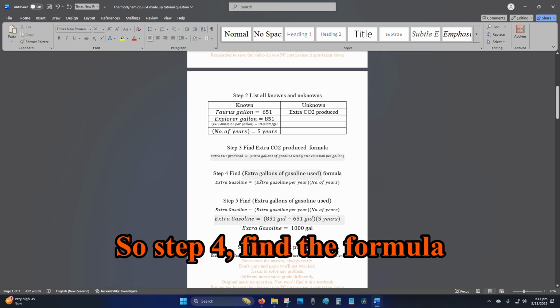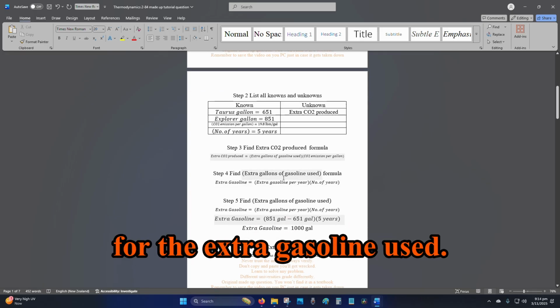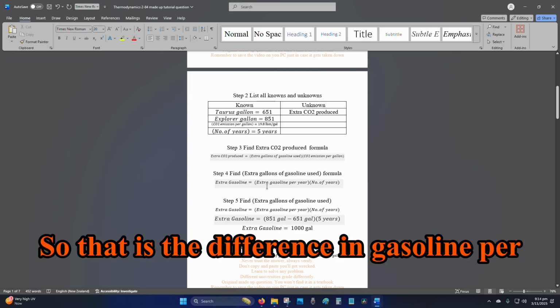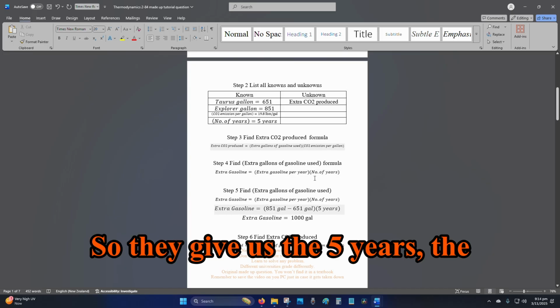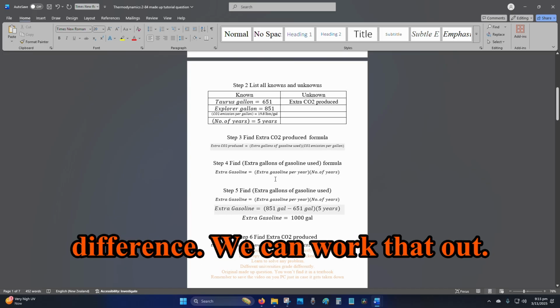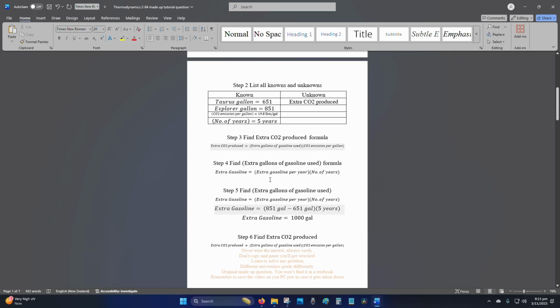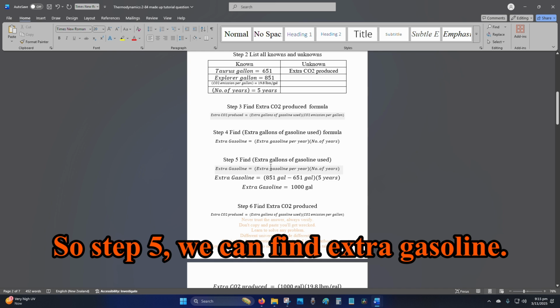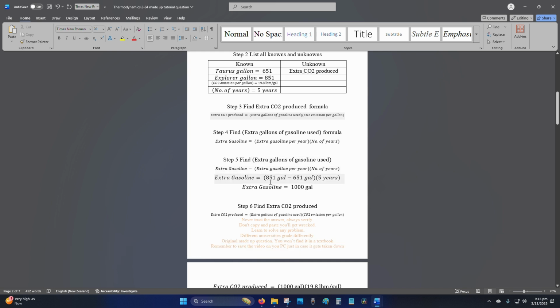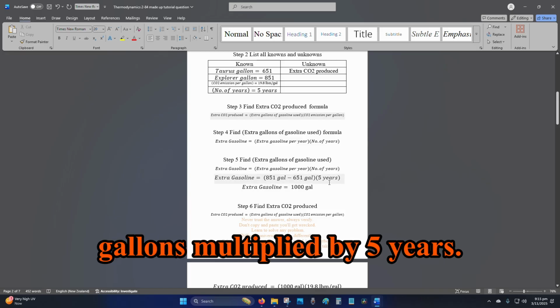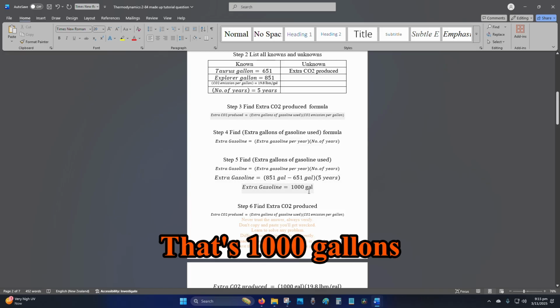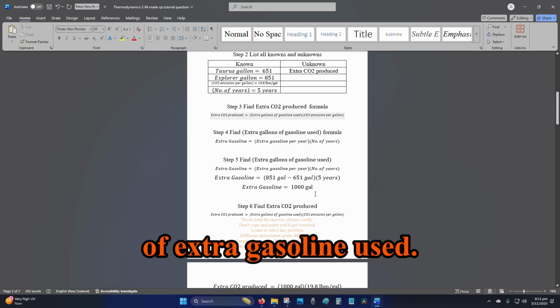So step 4, find the formula for the extra gasoline used. So that is the difference in gasoline per year multiplied by 5 years. So they give us the 5 years. The difference, we can work that out. So step 5, we can find the extra gasoline. So 851 minus 651 gallons multiplied by 5 years. That's 1,000 gallons of extra gasoline used.